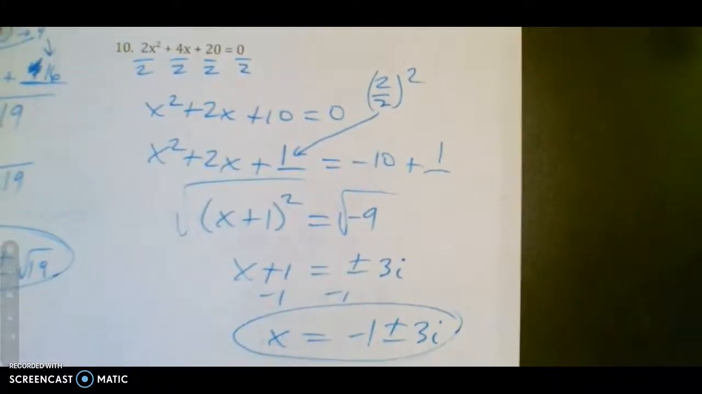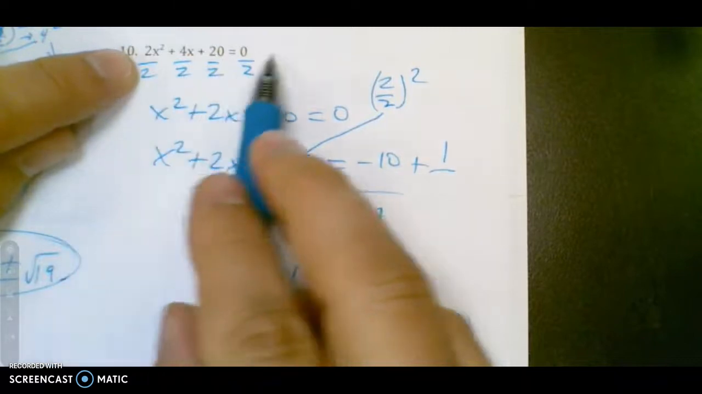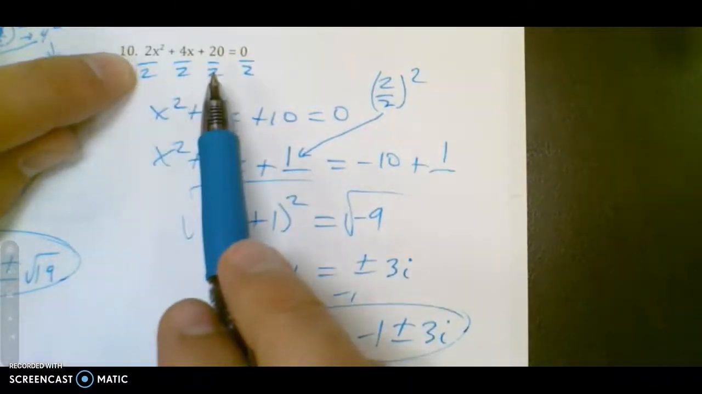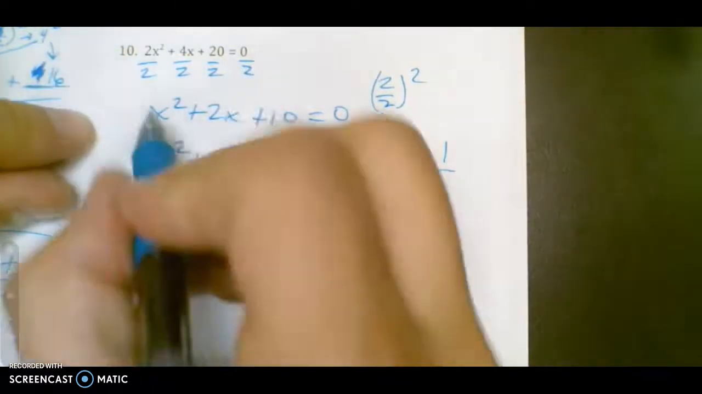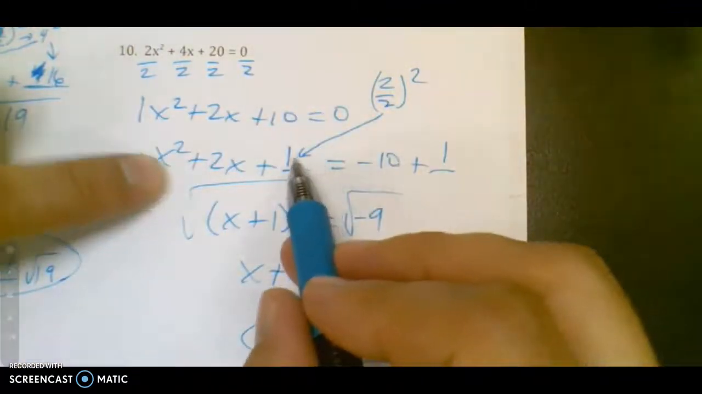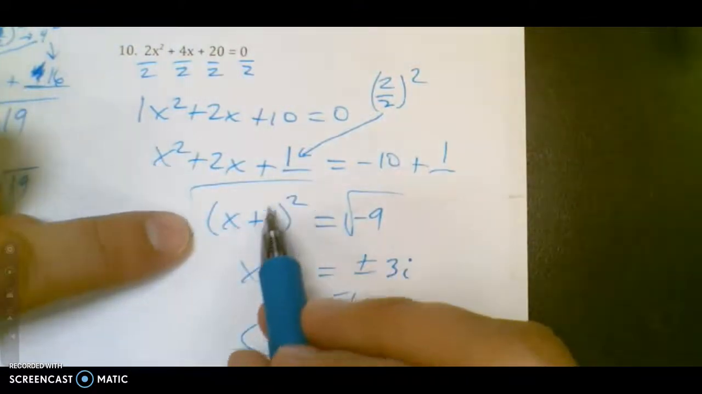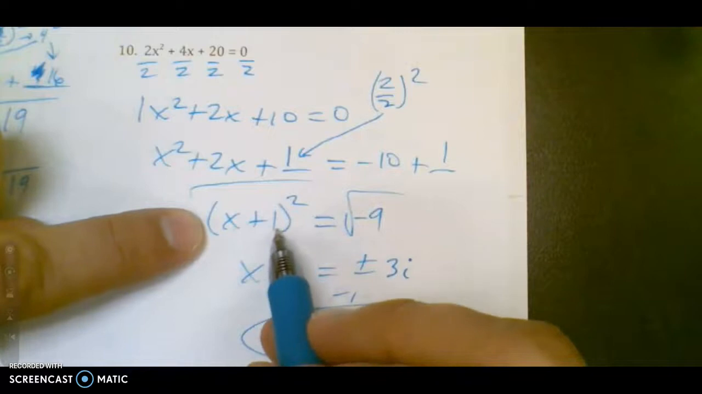Alright, so this next problem, if the beginning isn't equal to 1, you just divide everything by that number. So I divided this by 2, 2, 2. And then I have a nice number with a 1 in front. I kicked the 10 out. I found this special number by taking 2 over 2 and squaring it. And then I did the 2 over 2 here.